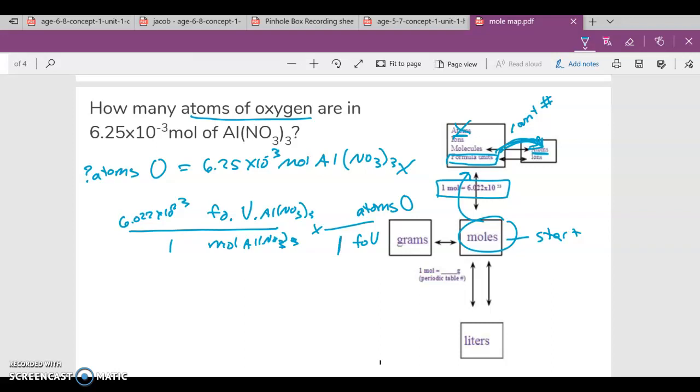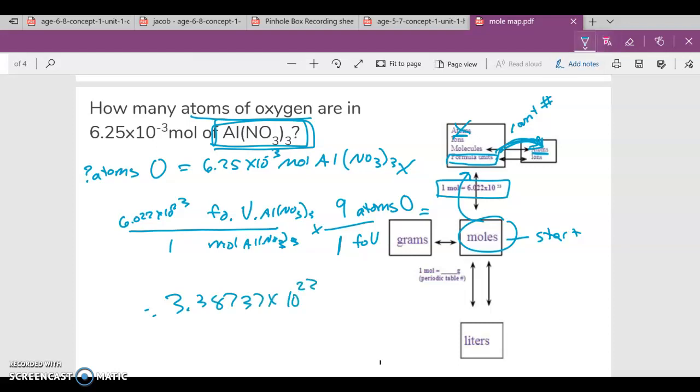If I have 1 FU, in other words, I have 1 aluminum nitrate, how many oxygens do I really have? Well, I have O3, but that's times 3. So I have 9 atoms of oxygen. 3 times 3 is 9. For every 1 compound, I have 9 atoms of oxygen. And that'll get me to the end. When I punch those numbers in my calculator, I get 3.387375 times 10 to the 22.